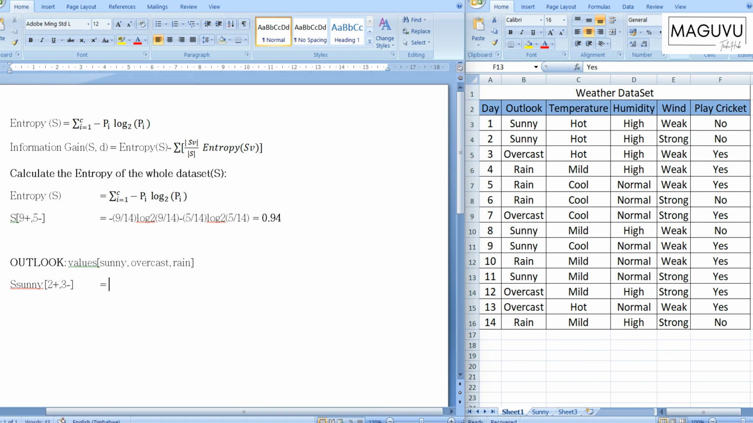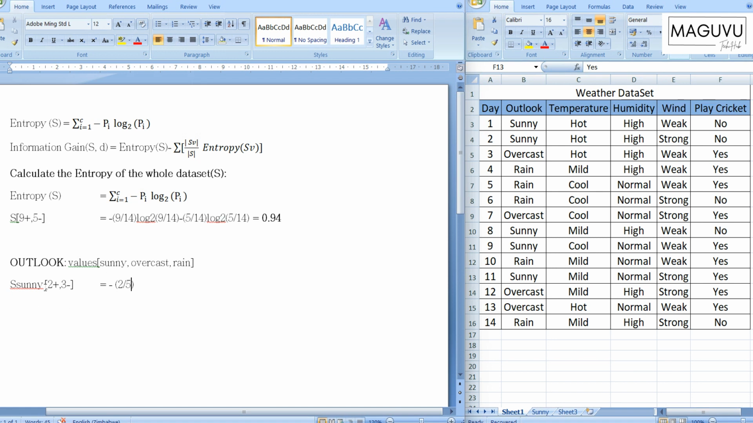So once we have got that figure, we then proceed on to do our calculations where we have got 2 divided by a total of 5. So take note, when we are dealing with the entropy of the whole data set, we were looking at the whole number of rows or number of days, which gave us a total of 14. So we're dividing the outcome of playing cricket by the 14, and also we went on to also include 5, which is the days in which cricket was not played out of the 14.